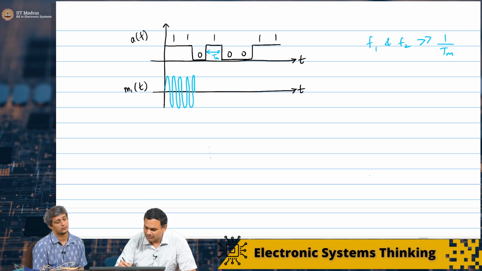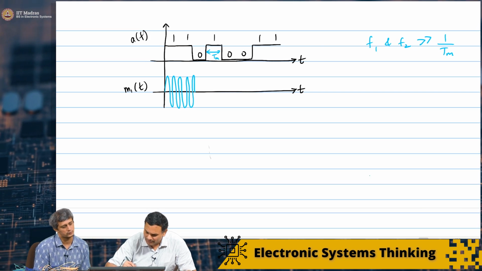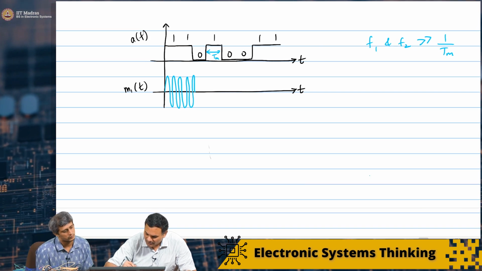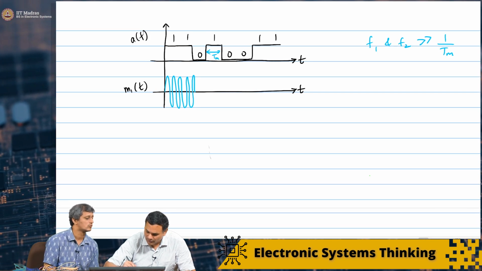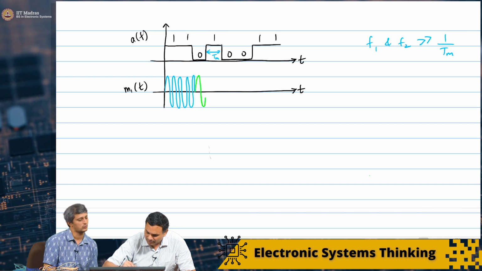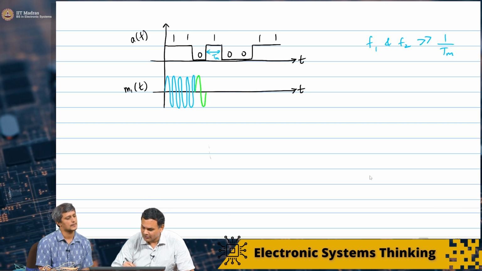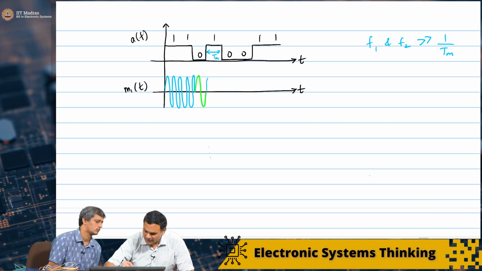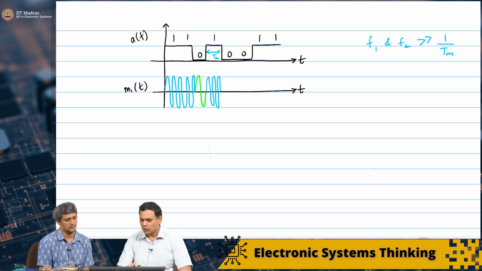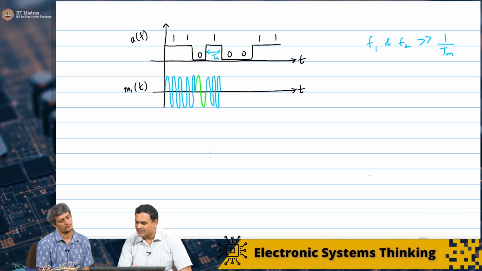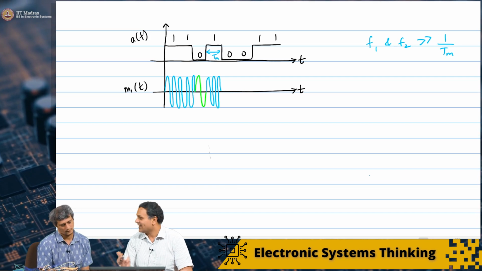I'll draw this in the same figure, in a different color, which might be better. I'll just show one cycle. Are you able to distinguish them? Over one cycle Tm, the yellow one has only one cycle, whereas this one has 3 cycles, is the way I've shown it.